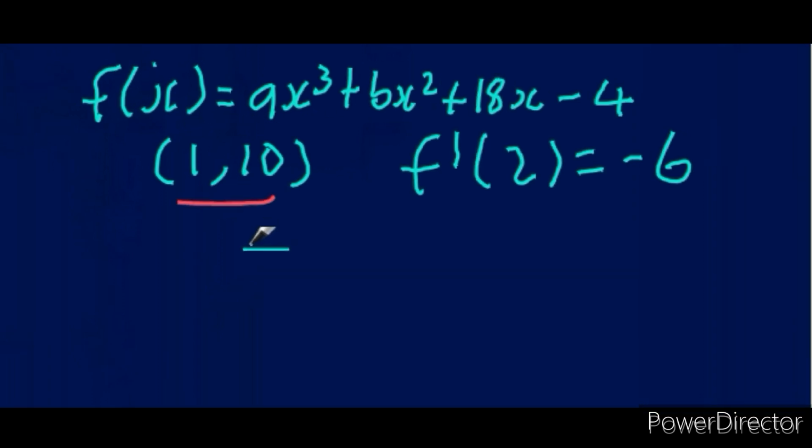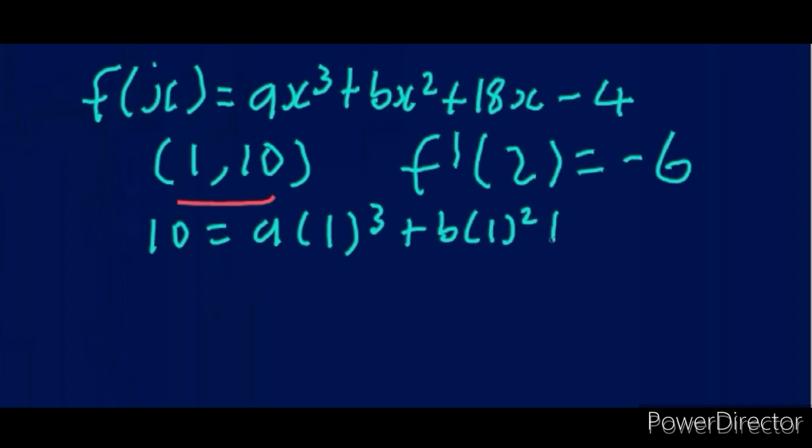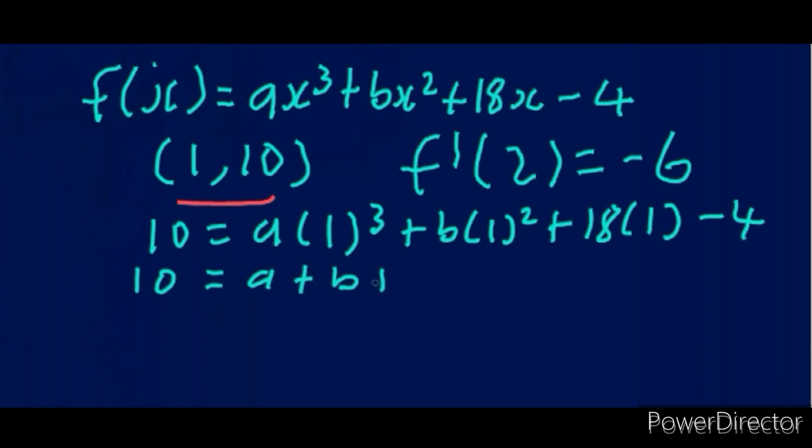So let's substitute the first part. We already know that the y value is 10. So we're going to say 10 is equal to a, and the x value is 1. So it's going to be 3, and then we're going to have this squared, then we're going to have 18 into 1 minus 4. Let's simplify this equation further. So we're going to have 10 on this side, and this is just going to be a, and then this is going to be b, and then we're going to have 18 minus 4.